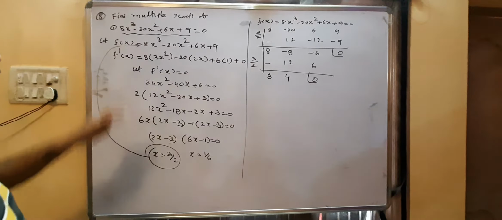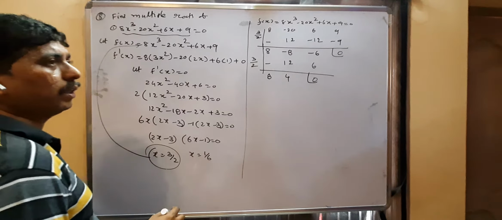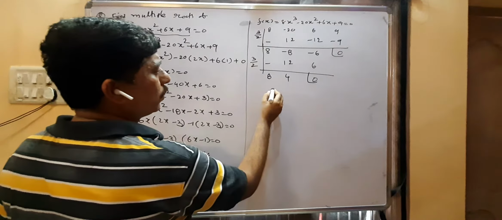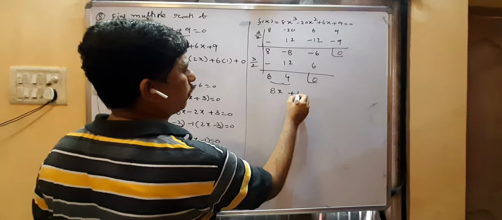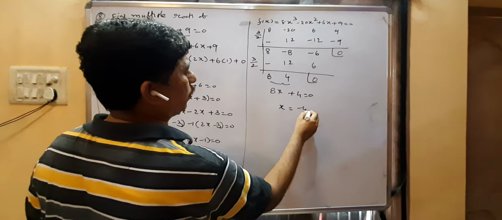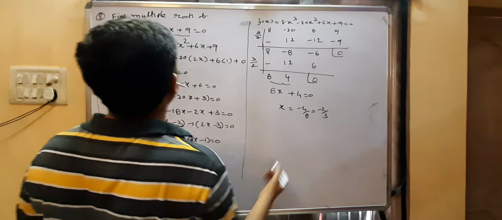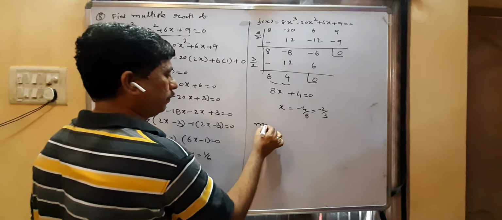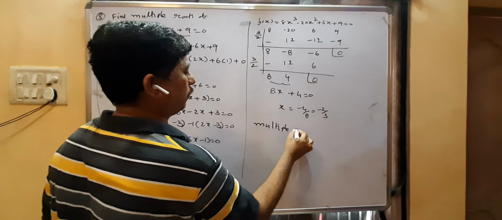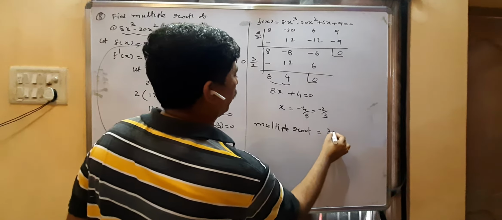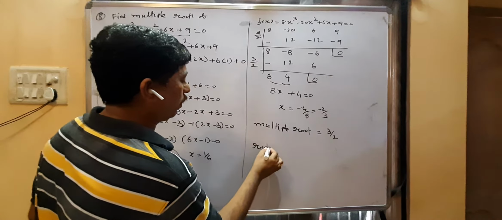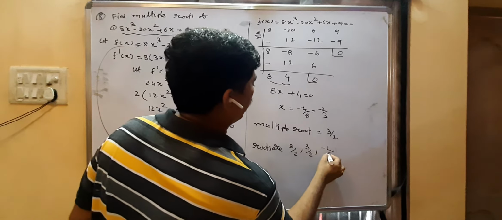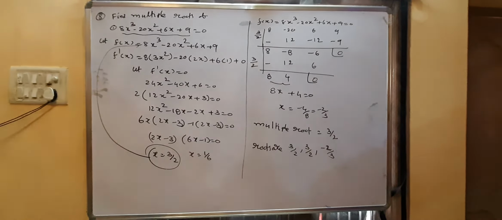Now a third degree equation has 3 roots. Out of 3 roots, 2 roots are 3 by 2. Then the other root comes from the first degree polynomial 8x plus 4, that is x equal to minus 4 by 8, that equals minus 1 by 2. Therefore, they ask in the question to find the multiple root. Therefore, the multiple root is 3 by 2. Roots are 3 by 2, 3 by 2, minus 1 by 2.